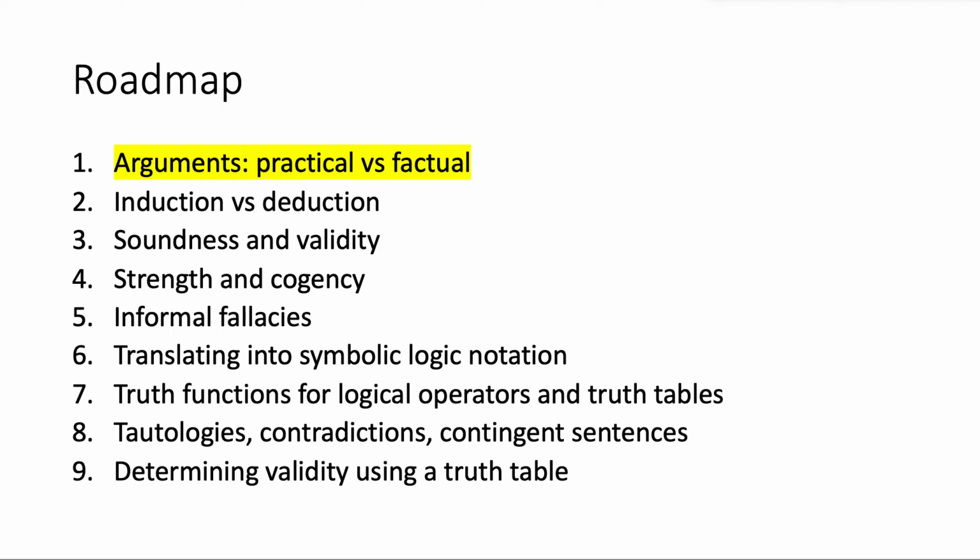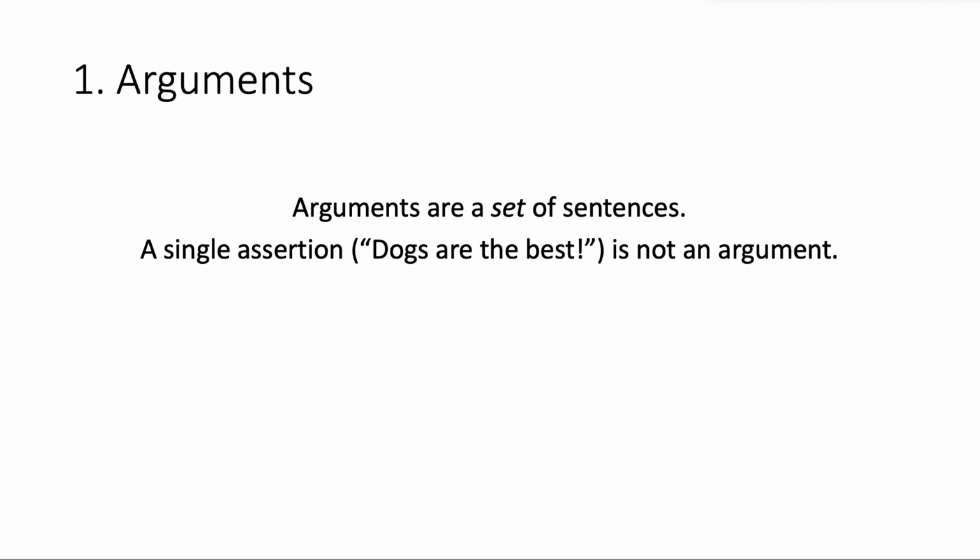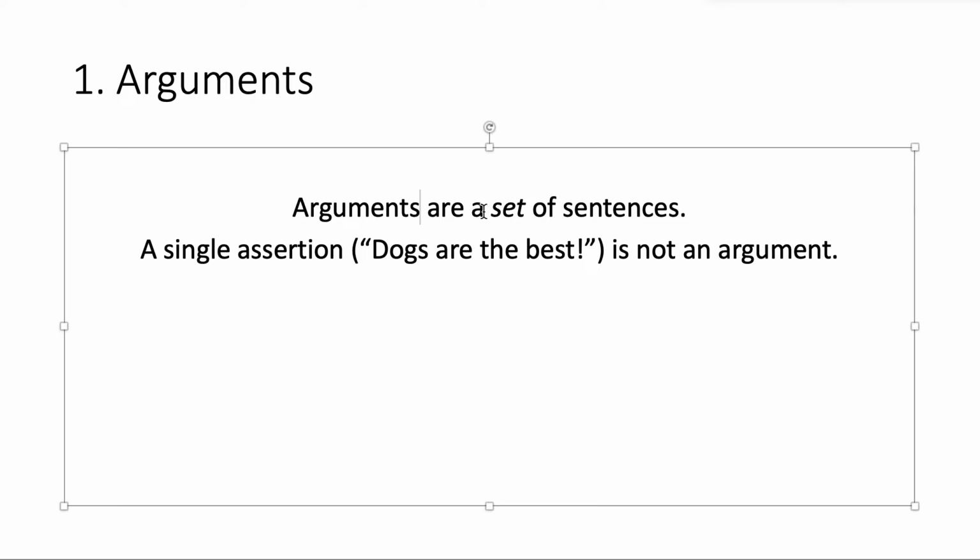We're going to talk about arguments, and we're going to start by looking at this distinction between practical and factual arguments. First up though, super basic point: arguments are sets of sentences. Okay, so a single assertion like the one I have here, dogs are the best, isn't an argument. As we understand arguments in logic anyway, arguments are sets of sentences. So we're using a kind of technical definition of arguments here.